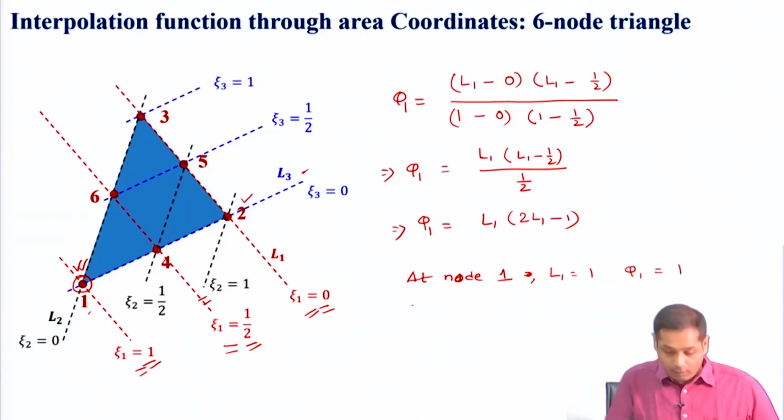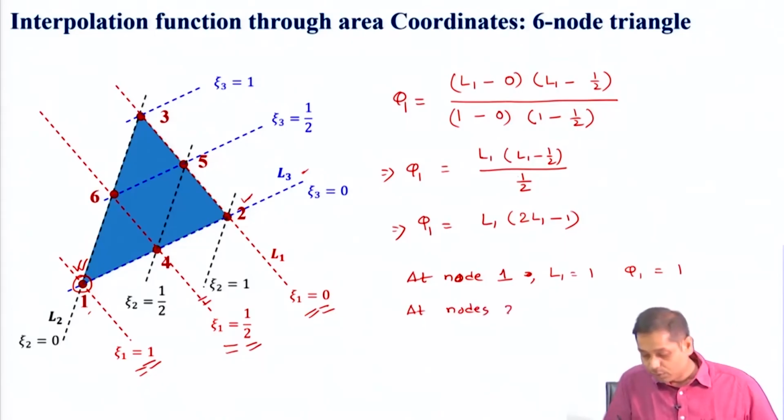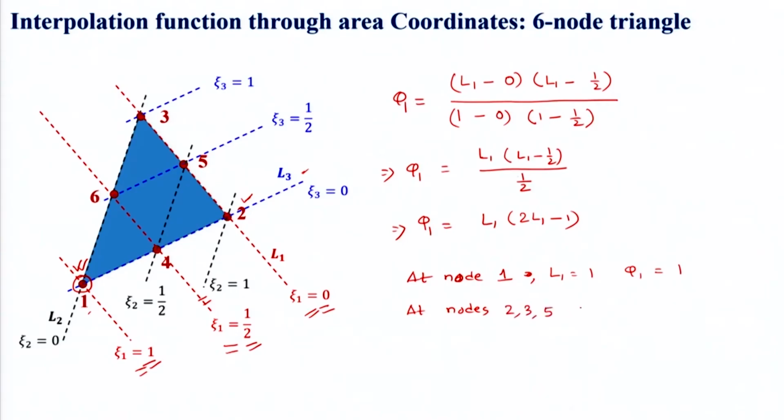Now at nodes 2, 3 and 5, L1 will be 0, so phi 1 will be 0. And at nodes 4 and 6, that is on this line, L1 is equal to half, so phi 1 will be 0.